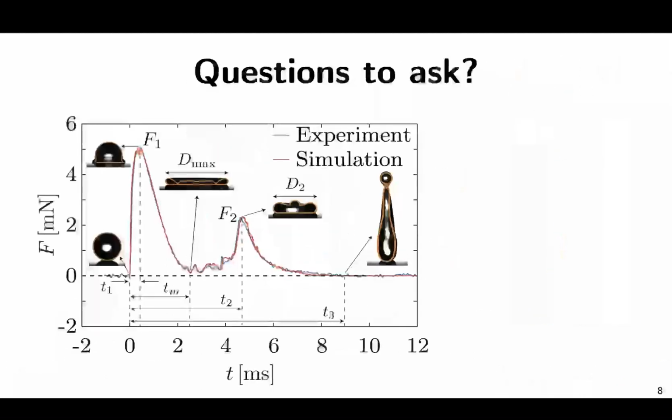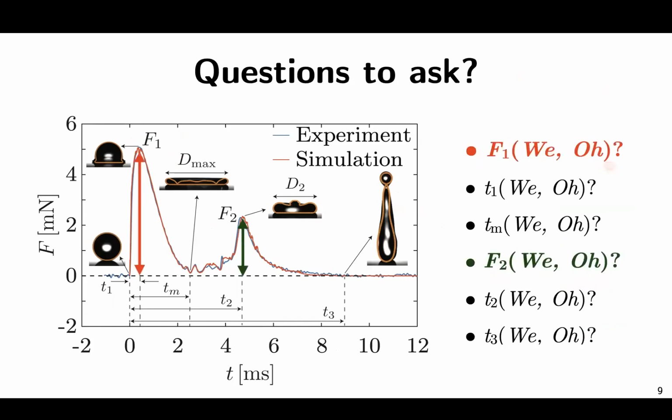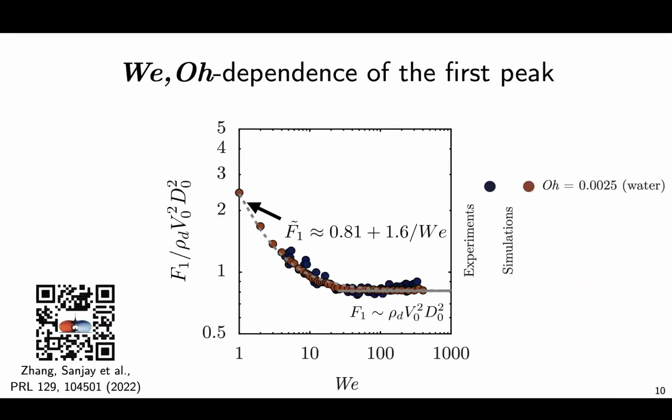When we see this kind of result, we can ask several questions, such as how the first peak in the impact force depends on the Weber number and the Ohnesorge number. Similarly, we can ask how the second peak depends on the Weber number and Ohnesorge number, and how the different time scales associated with the process depend on the Weber and Ohnesorge numbers. But in the interest of time, today I will only focus on how the first impact force peak depends on the Weber and Ohnesorge numbers, and similarly we will do the same for the second impact force as well. Without further ado, let's dive into the first results.